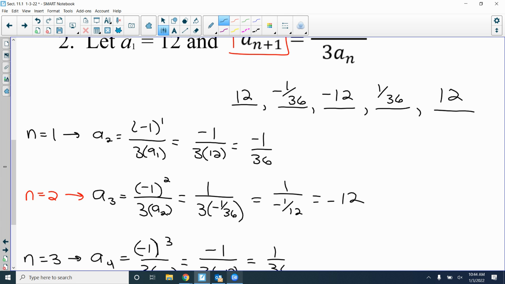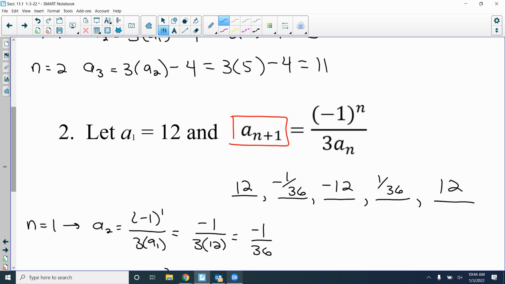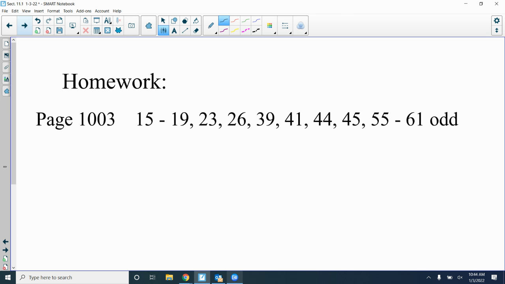Because we're using the previous term, it could be positive or negative. It doesn't necessarily repeat the signs, because even though we've got this negative 1 to the n power, that also could be positive or negative. So you just have to be careful there. That's all we're going to do here, a little bit of practice. I know it looks like a lot, but they go quick.